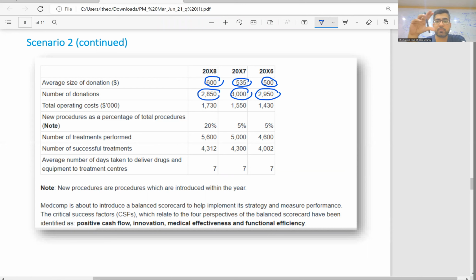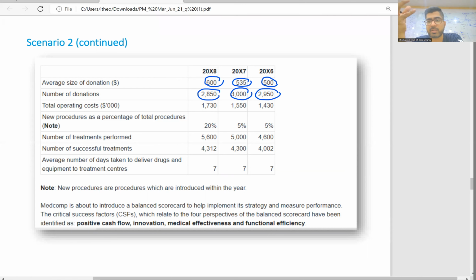That if I'm giving $10, the size of donation is $10. If one person is paying $500, size of donation is 500. So average size of donation is 500, 535, 600, and the number of donations you can multiply to get the total revenue or funds. Operating costs are 1430, 1550, 1730.